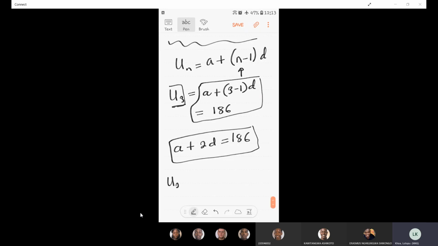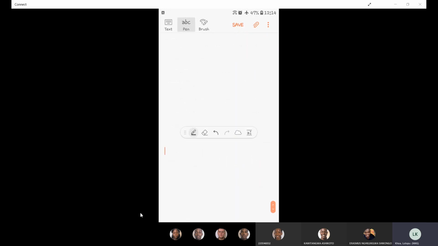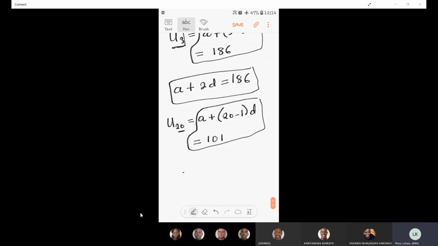So I know that U20, this is equal to A plus N, here N is 20. So I have 20 minus 1 times D, and this is equal to 101. So then again, I only concentrate on this part over there, and what I get is this: A plus 19D is equal to 101. So I have these two equations. Can somebody guess how I will solve them?